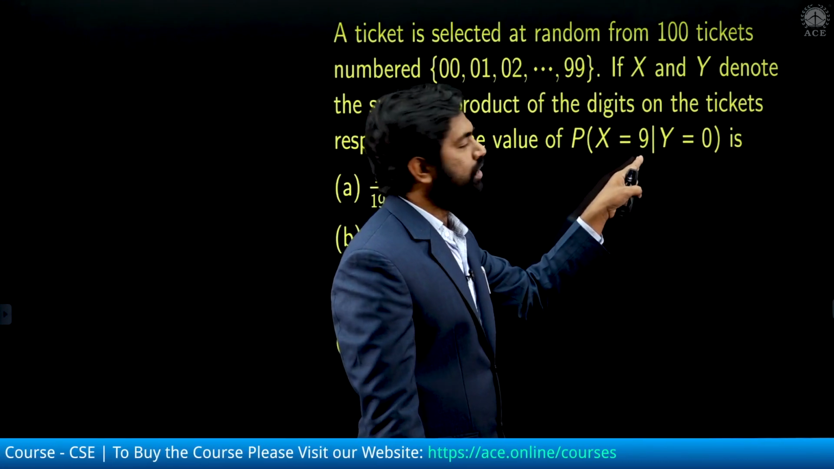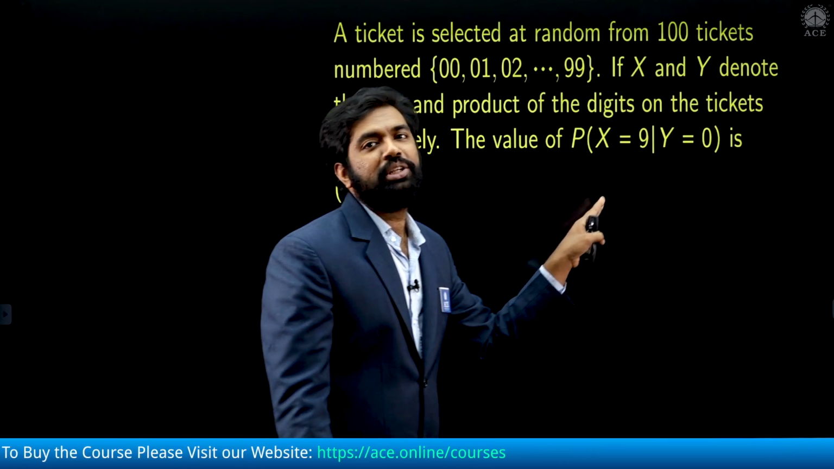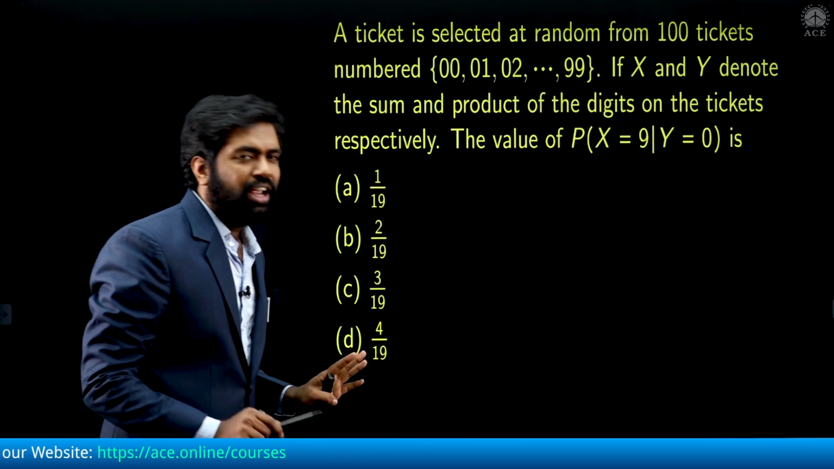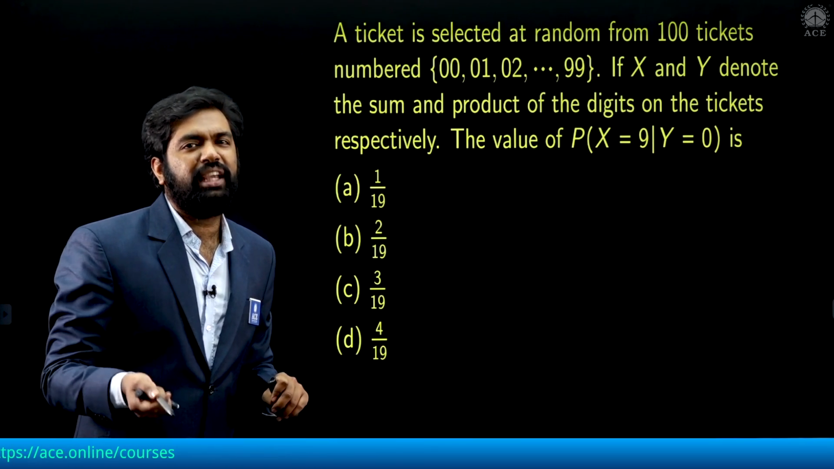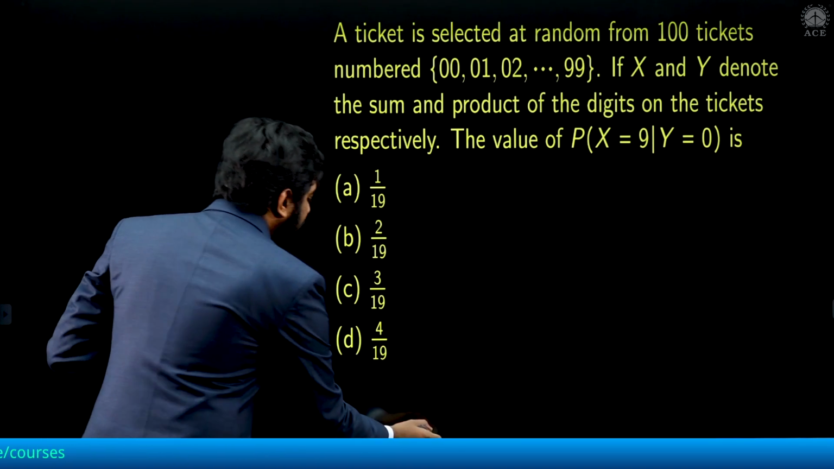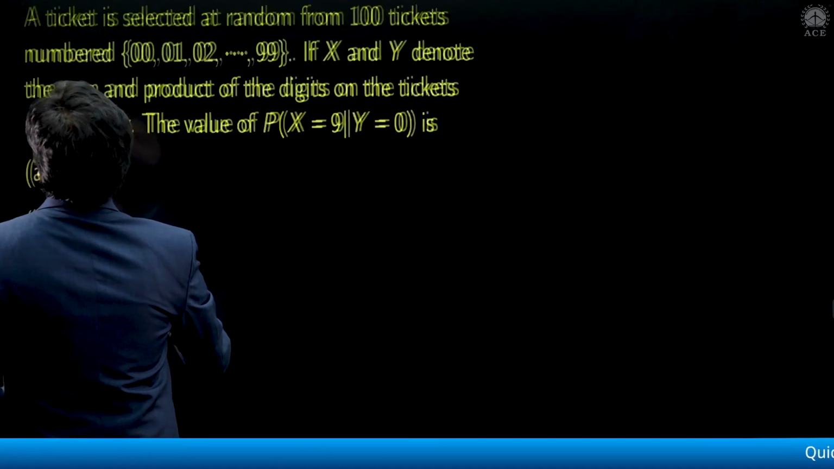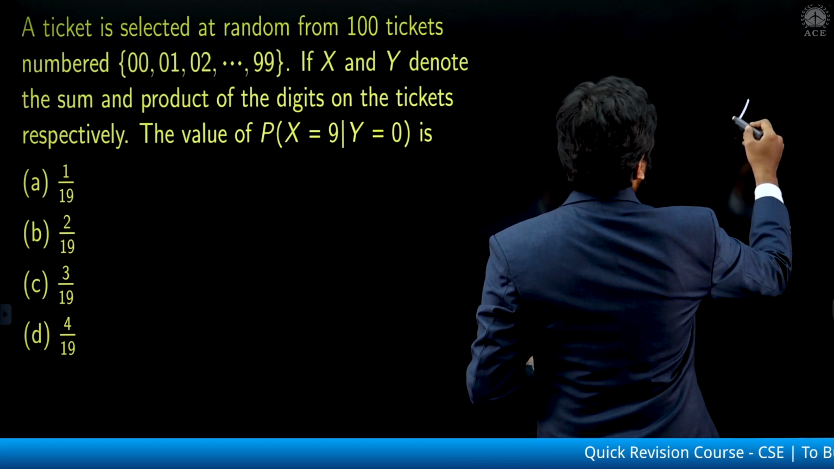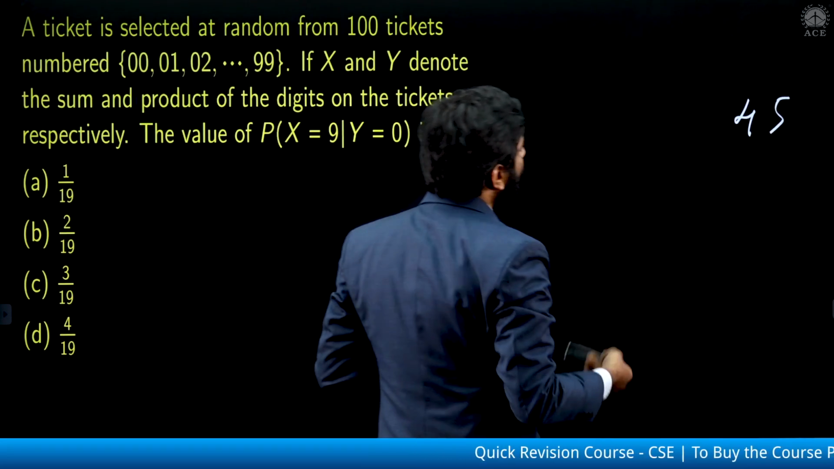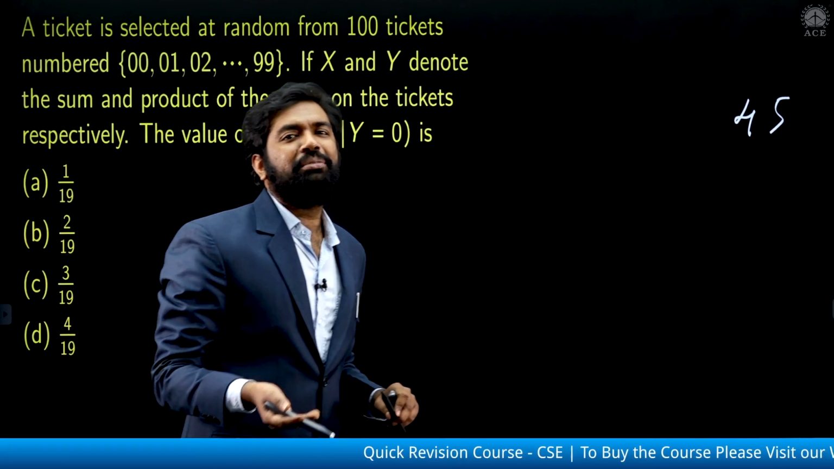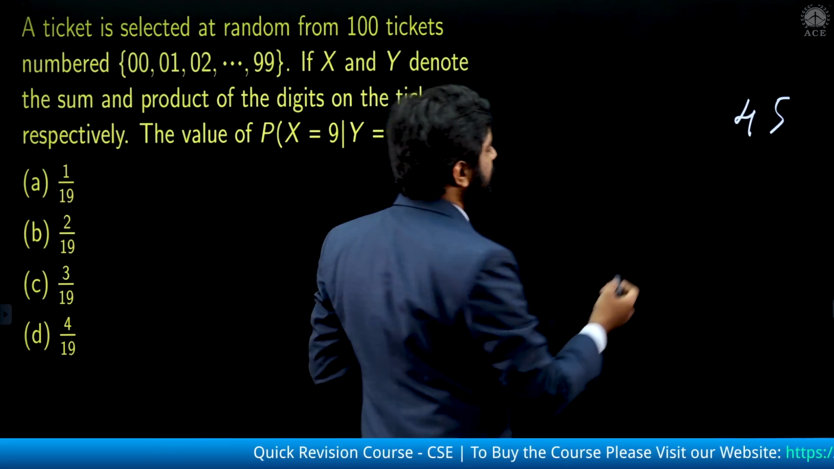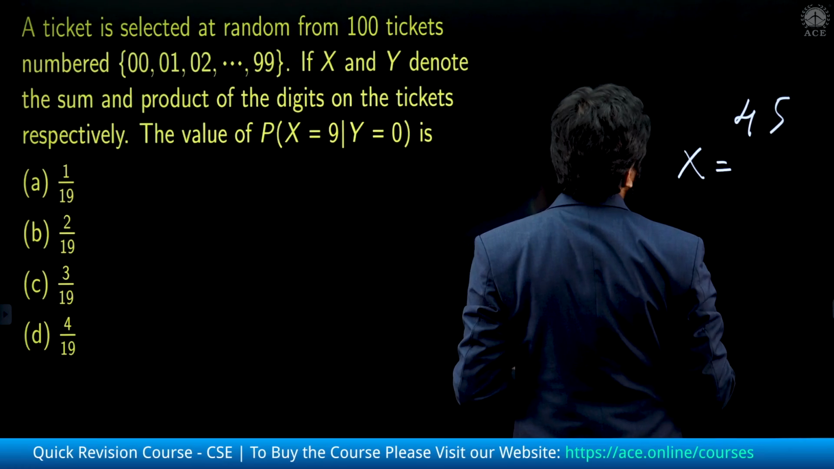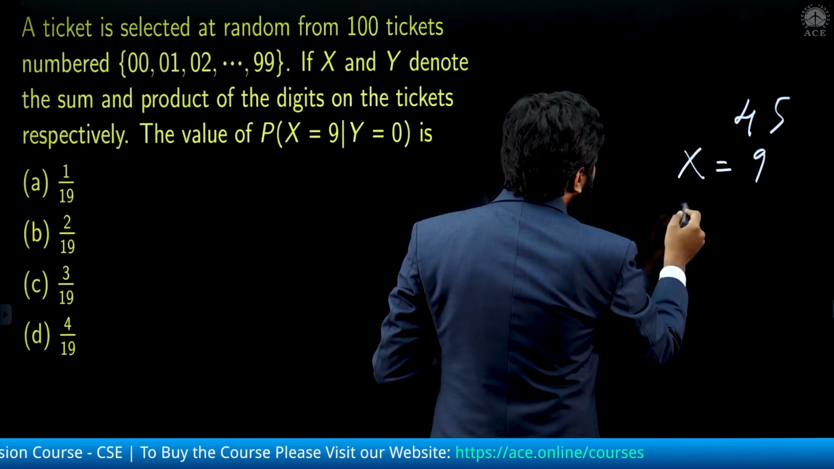Now whenever you see this, it's clearly a problem based on conditional probability. Before I get into the discussion, let me explain what X and Y are. For that, let me randomly select a ticket, for example 45. What does X represent here? X represents the sum. So how much is the sum of the digits? 4 plus 5 is 9.